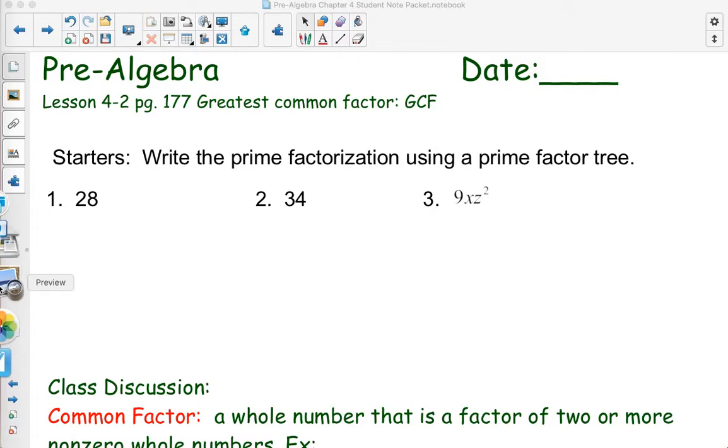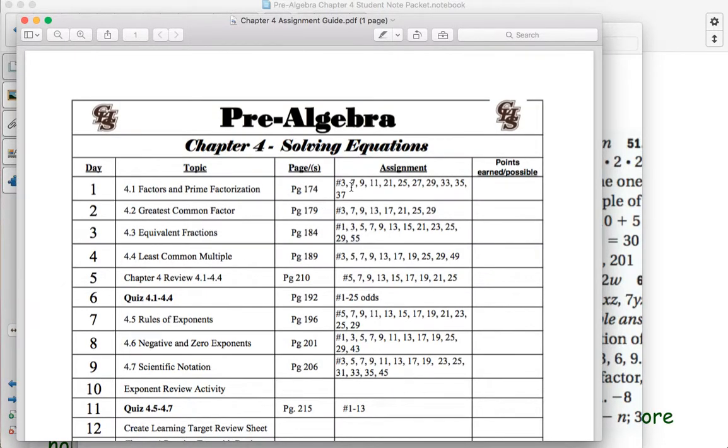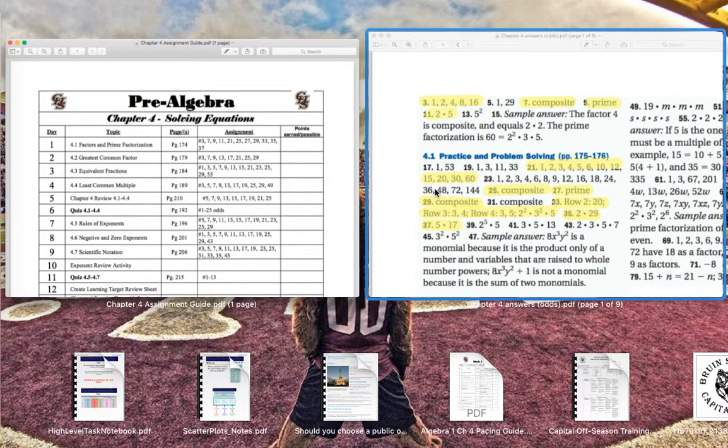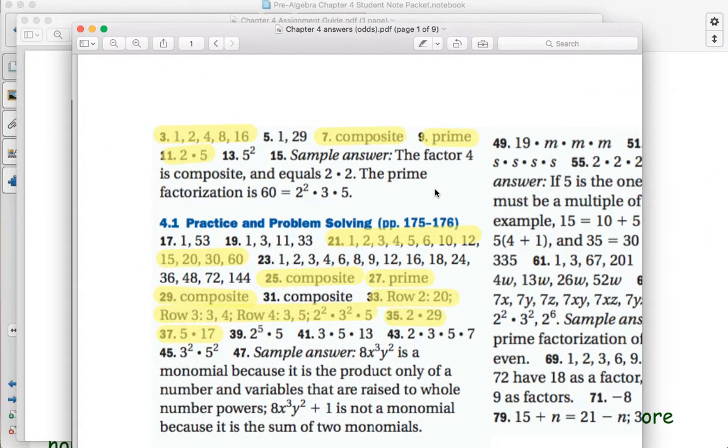So going over it, it was questions 3, 7, 9, 11, 21, 25, 27, 29, 33, 35, and 37 from section 4.1 on factors and prime factorization. The answers to those questions are right here. So question 3, the factors of 16 are 1, 2, 4, 8, and 16. Question 7, that is a composite number. Question 9, that is a prime number. Question 11, the prime factorization is 2 times 5.